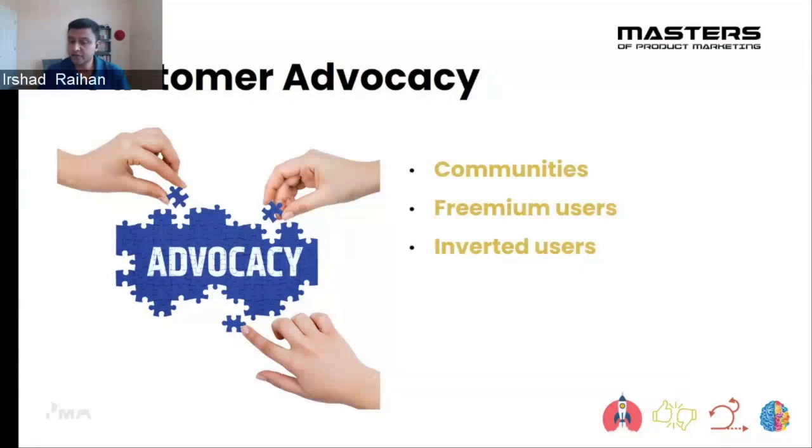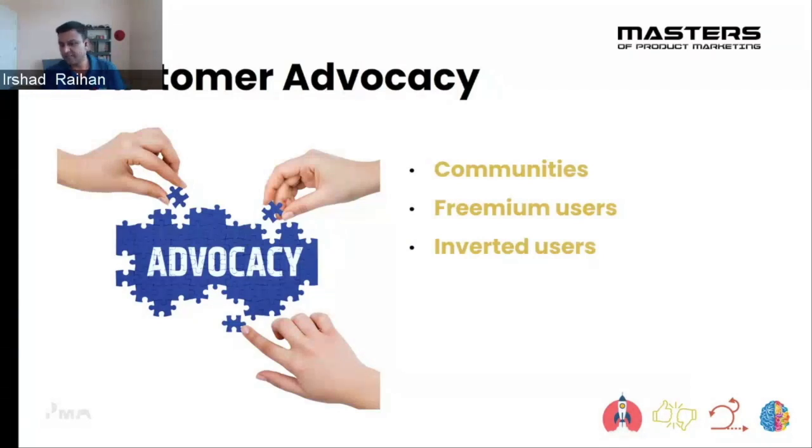Inverted users. These are users, let's say developers as one example, that in some way invert the sales funnel. Think about developers. In the past, you might have had a customer journey set up to start at a higher level thought leadership piece, move into a webinar, and then you've got a product demo, POC, things like that.